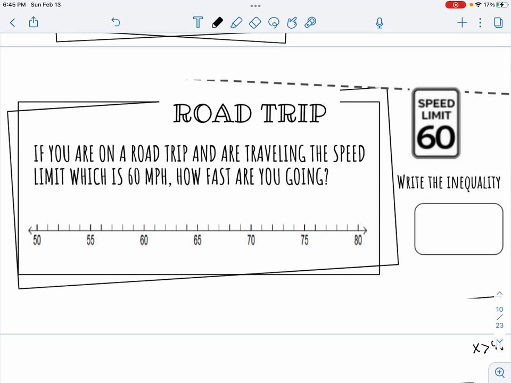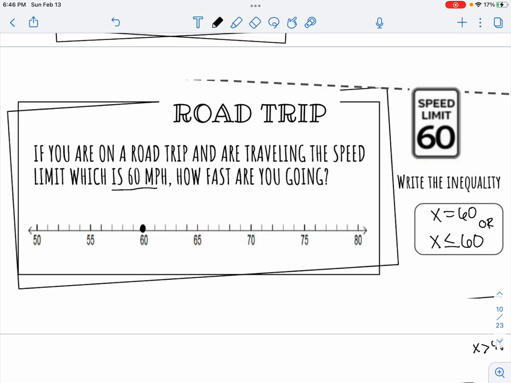So you're traveling the speed limit, which is 60 miles per hour. You could write this as x equals 60, and you can just put a closed circle on the 60 miles per hour, because the speed limit is 60 miles per hour. But if you are going within the legal limit, you are traveling not over 60 miles per hour. So you would say x is less than or equal to 60 miles per hour, if the question was in a different form.